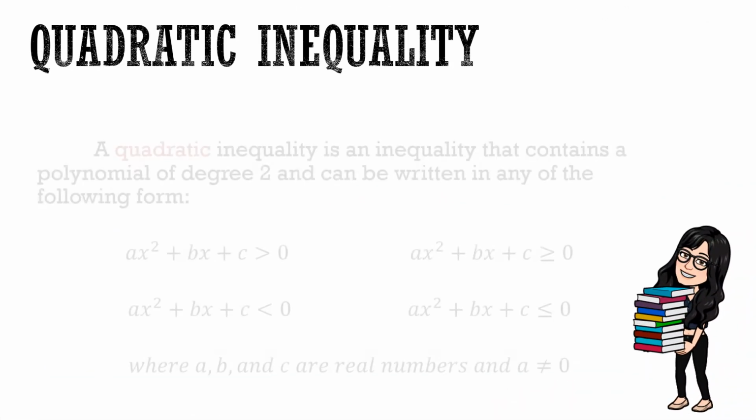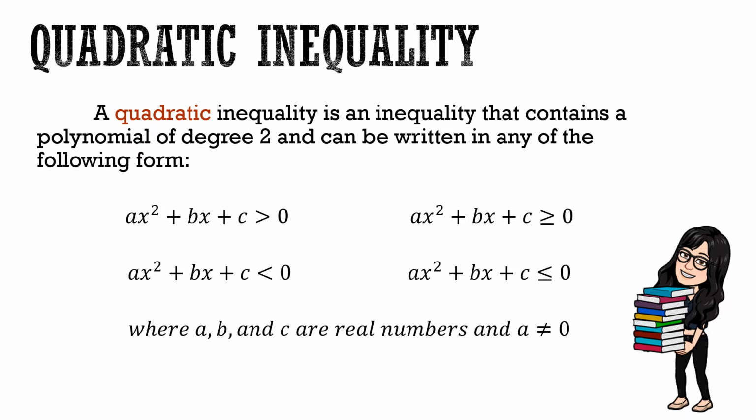What is quadratic inequality? A quadratic inequality is an inequality that contains a polynomial of degree 2 and can be written in any of the following forms. Ax squared plus bx plus c is greater than 0. Ax squared plus bx plus c is less than 0. Ax squared plus bx plus c is greater than or equal to 0. Ax squared plus bx plus c is less than or equal to 0, where a, b, and c are real numbers and a should not be equal to 0.